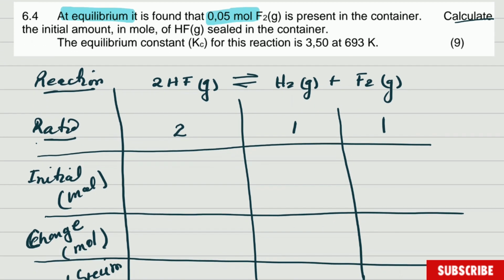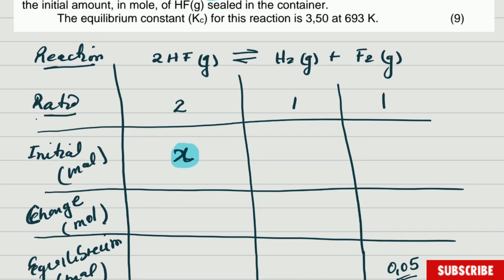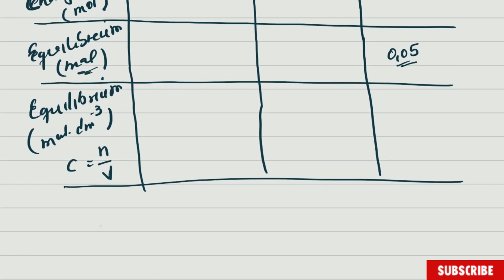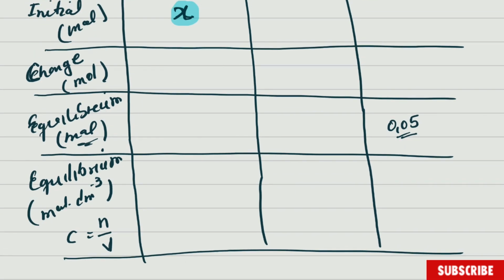What was the initial? You started here with HF. Let's make that one an X. This is what they ask you in this question. They want to know what is the initial amount of HF. And they are also telling you that at equilibrium the Kc for this reaction is 3.5. So at equilibrium here the Kc is equal to 3.5. There we go. That is all we have here. Okay, guys, that is what is given to us.